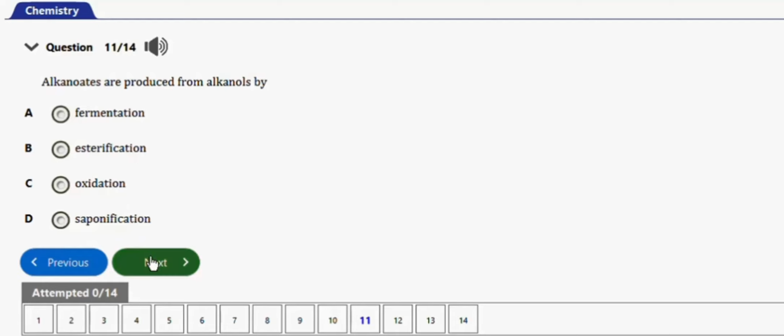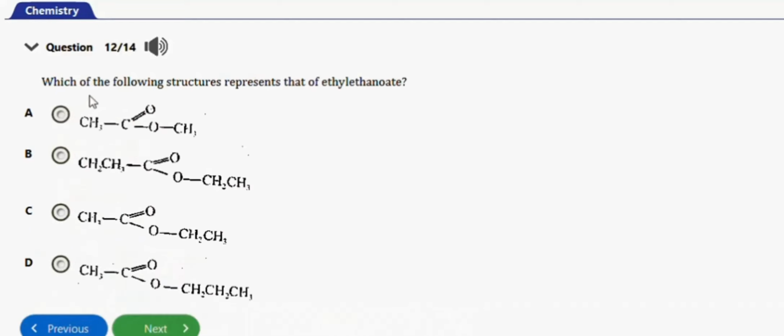Next question will be this one. It says, which of the following structures represent that of ethyl ethanoate? Okay, so we're looking for ethyl ethanoate. It will be this option C. If you check carefully, you will see that we have 2 carbon atoms here after the second oxygen atom. So this is ethyl alone. So what we have here is ethanoate. Alright, so the right answer is option C.